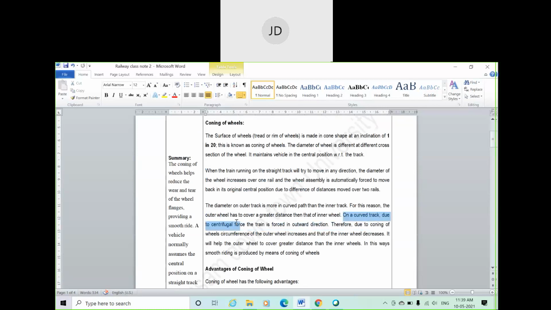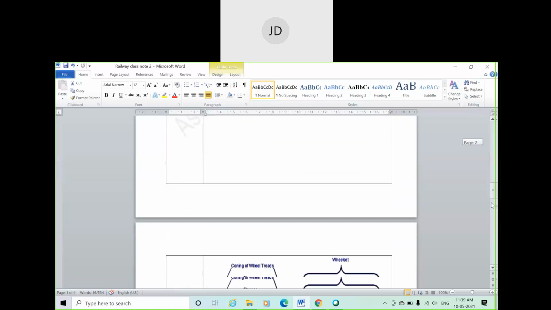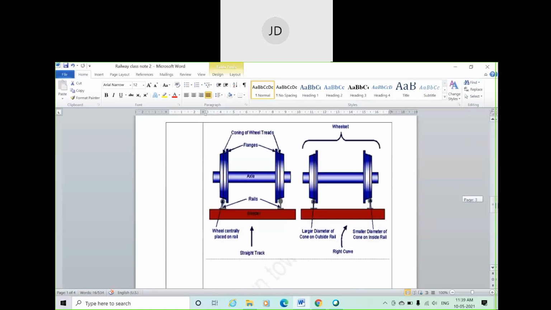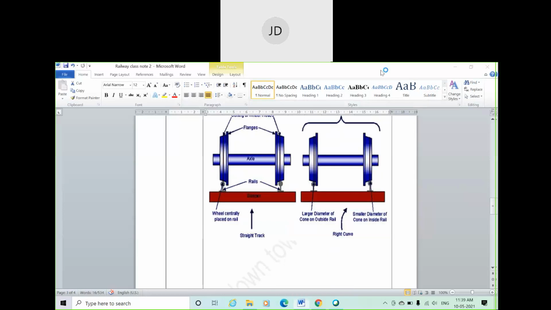On a curved track, the centrifugal force acting on a train pushes it in an outward direction. Again, I have to draw this. Suppose this is your curve, in the right curve, and the train is moving in this direction. The centrifugal force is acting in this direction. It will try to push the train in the lateral direction, to the left. This is basic physics.